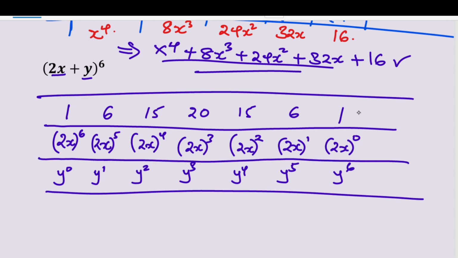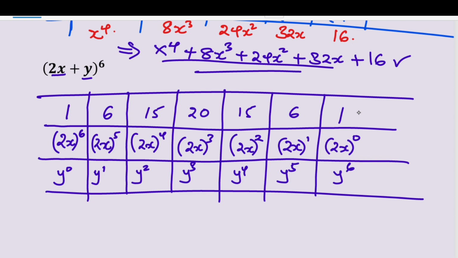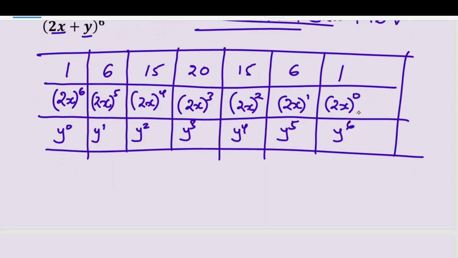Then now let us multiply these going down. What do we get when we start multiplying them going down? Then we get the result. So now let's start with the first one. 1 times 2x raised to power 6.